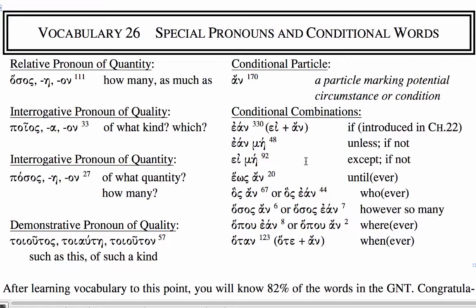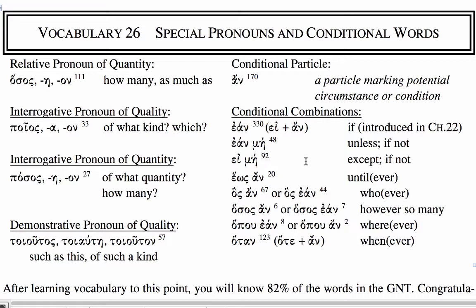We have 4 different pronouns. And these pronouns will stress or be used to indicate quantity or quality depending on which one. So we have hosos, hosē, hoson, how many, as many as, which is a relative pronoun of quantity. It'll start a relative pronoun clause. We have an interrogative pronoun of quality, poios, poia, poion, of what kind or which. We have an interrogative pronoun of quantity, posos, posē, poson, of what quantity or how many.